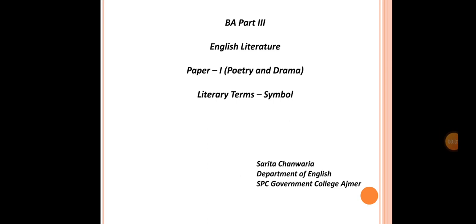Dear students, this is BA Part 3rd class of Paper First, and we were doing literary terms. Students, up till now I have explained to you 7 literary terms in all, including the dramatic monologue, the essay, paradox, antithesis, novel, short story, and problem play. And today I am going to explain to you the term symbol.